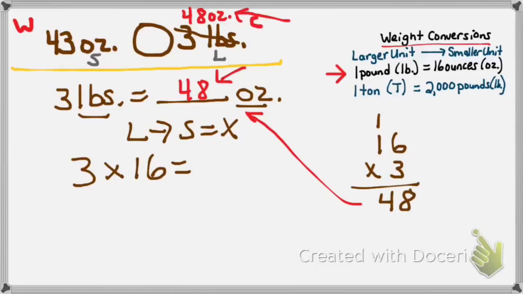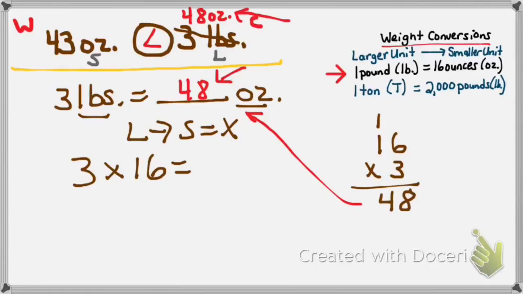Now I can compare. 43 ounces, is that greater than, less than, or equal to 48 ounces? That is less than. So Mrs. Wainwright got less chocolate than Mrs. Castellano. Ugh.